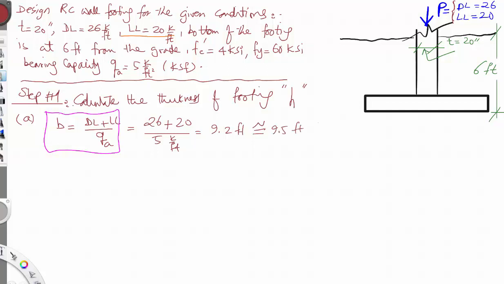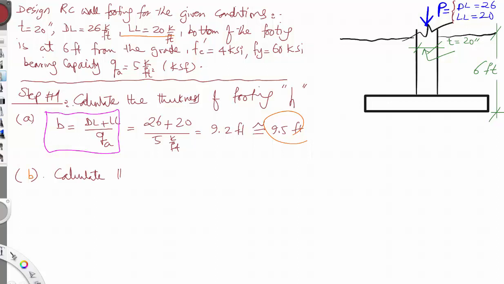I will round this up to 9.5 feet. You might ask why 9.5? Make it 9, it's up to you. This is the design. The design is whatever you suggest, but you go back and check later on to see if your design is okay. So again, the design will be different from one student to another, from one engineer to another.